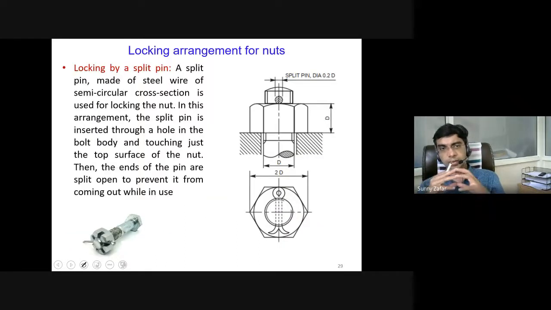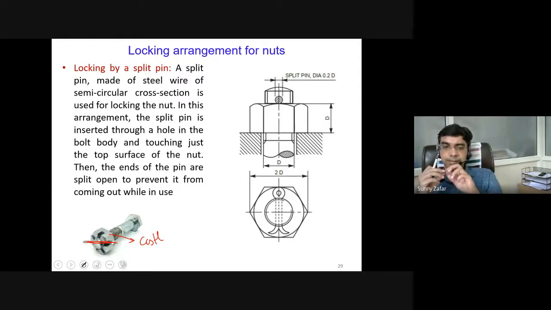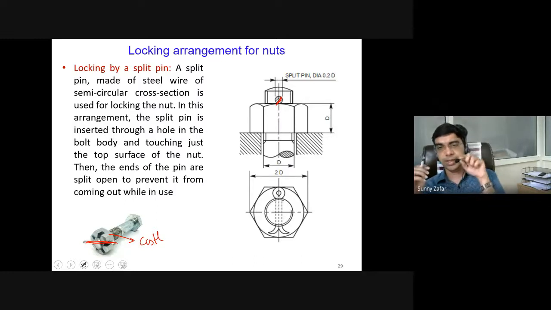Next is locking using a split pin. Here the pin may be inserted at the cylindrical end using, what is this, a castle nut, as we had discussed earlier. So you pass a pin in between here. This type of pin will lock it up, or sometimes the pin may also be used on the other end. So in case of studs, you have a hole provided here, and you will insert a pin here.